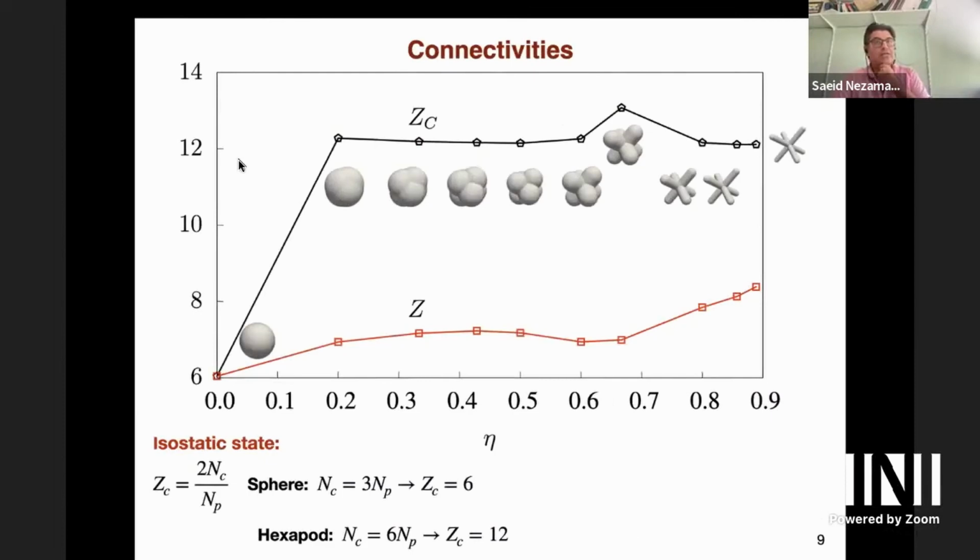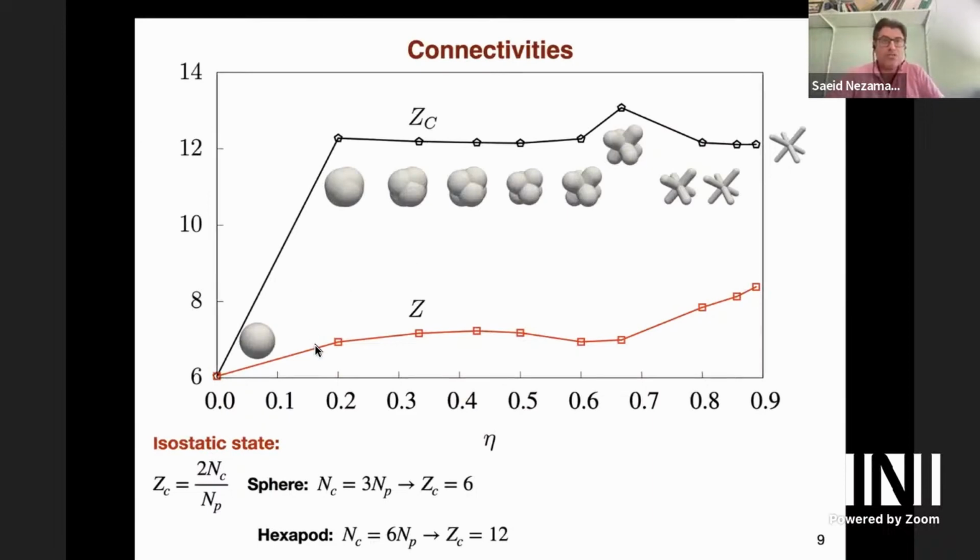You see here the coordination number Z and the contact number ZC as a function of eta, the shape parameter. ZC is equal to its isostatic value for a sphere at eta equal to 0, as you can see here. Then it jumps to 12, which is the isostatic value for our spherical shapes. It keeps its value nearly equal to 12, except for alpha equal to 3, here, where it is higher than 12. We will see why on the next slide.